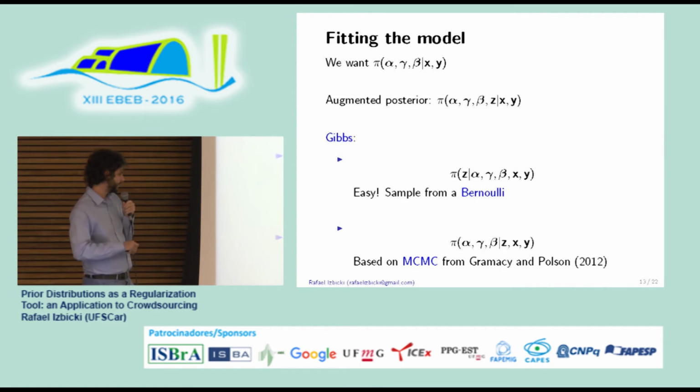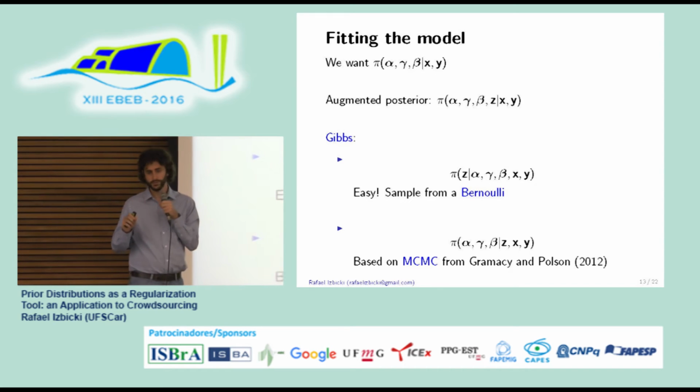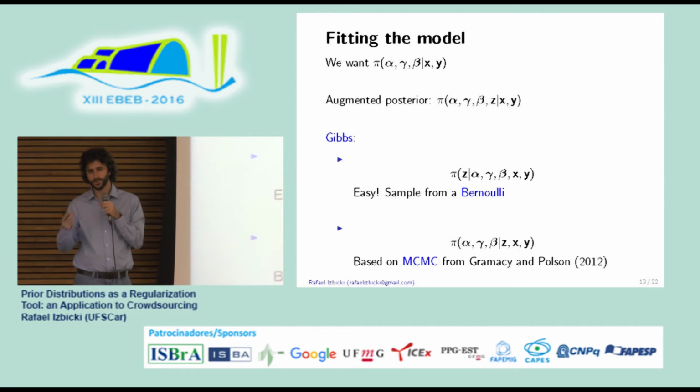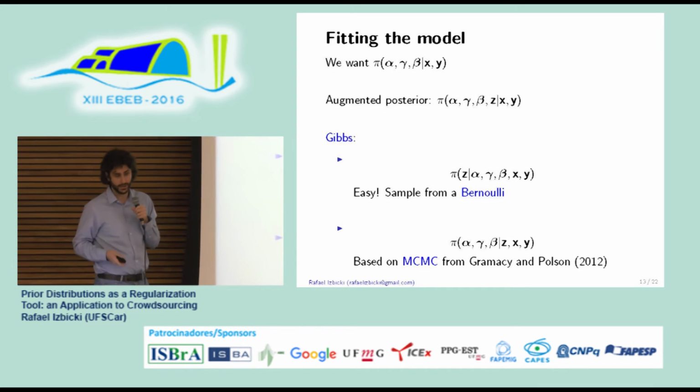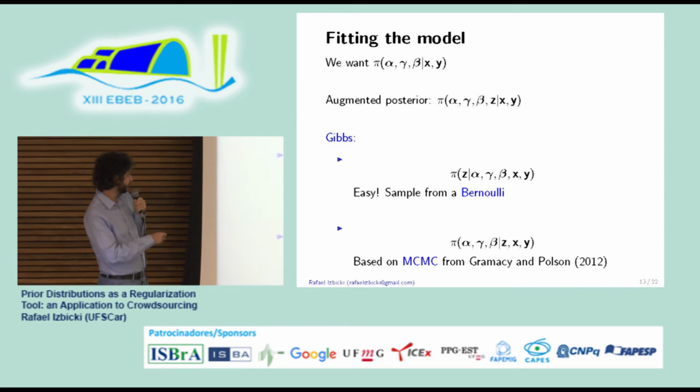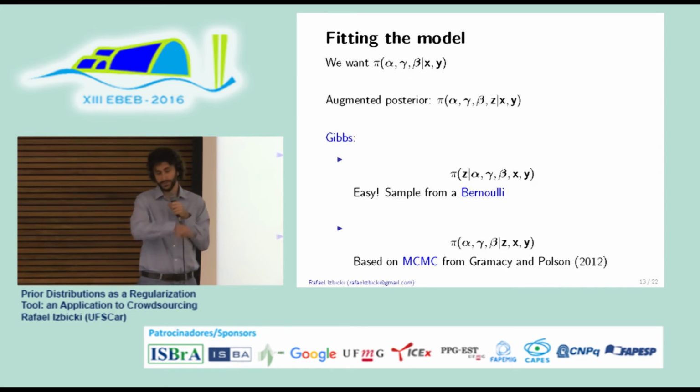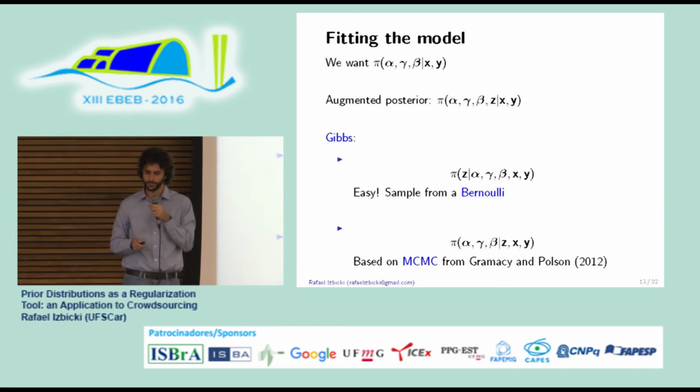We adapted an MCMC from this paper, from Polson and colleagues, in which they propose an MCMC for logistic regressions with Laplace prior. So we have to do some tricks, but we can adapt that and use their R package, in fact, and then it's pretty easy to do the Gibbs sampling. Okay, so it's very easy to sample from the posterior.